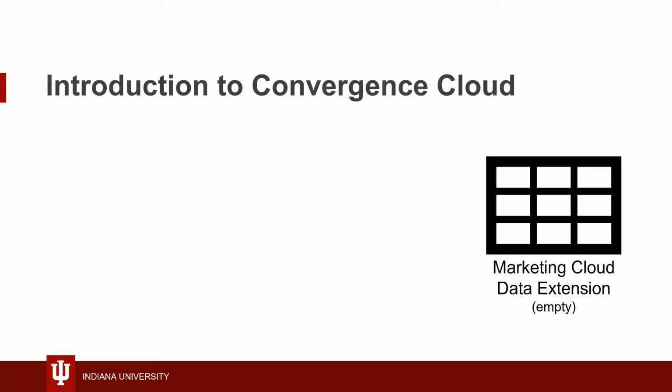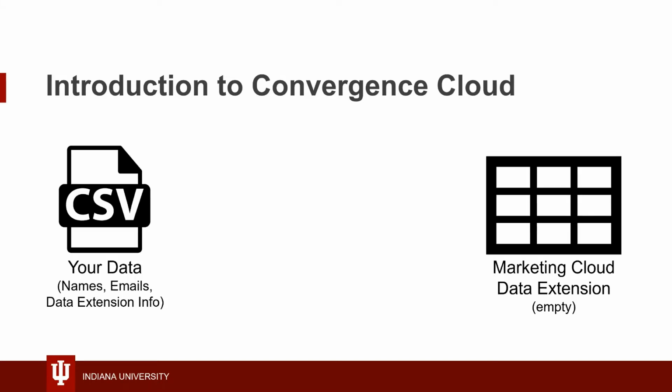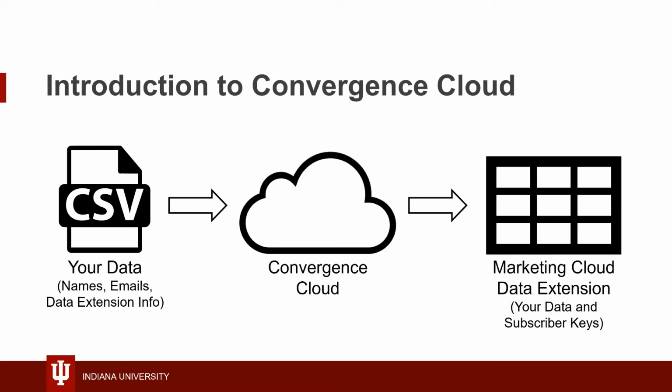So the first step is to jump into Marketing Cloud and make a new data extension. This is ultimately where the data you upload is going to live. The next step is to make a CSV file, because that's the only kind of file Convergence Cloud will take in, and put your contact data in there. So the first name, last name, email of everybody you want to contact, as well as information about the new data extension. That way, when you pass the file through Convergence Cloud, it knows where to pour out the data.